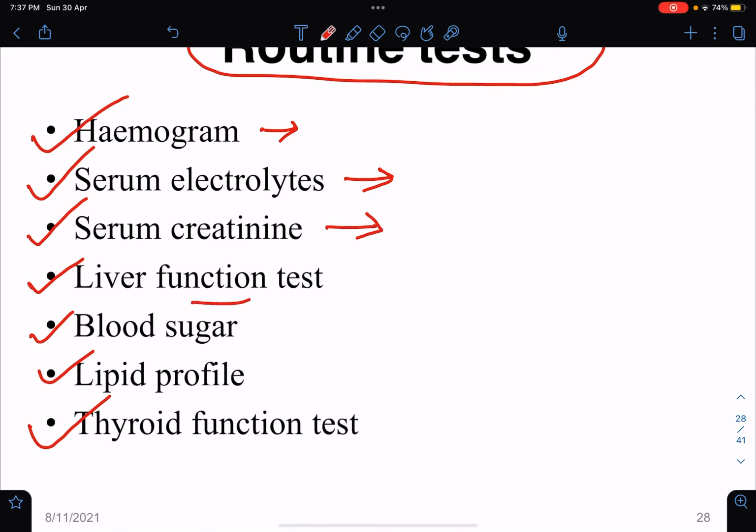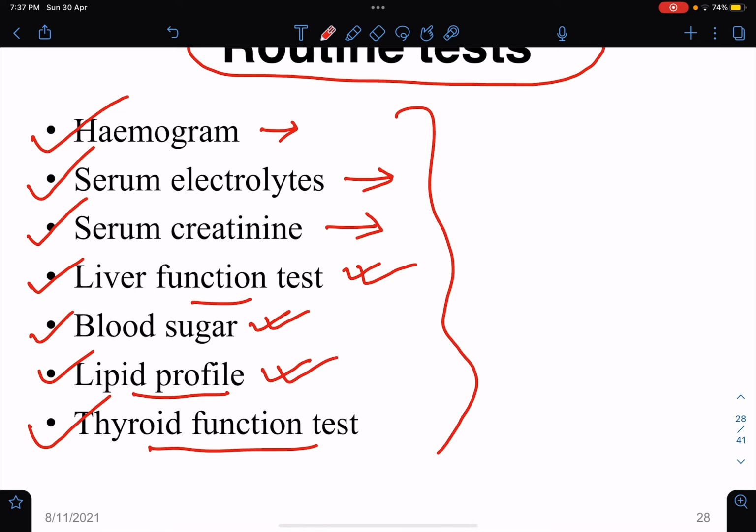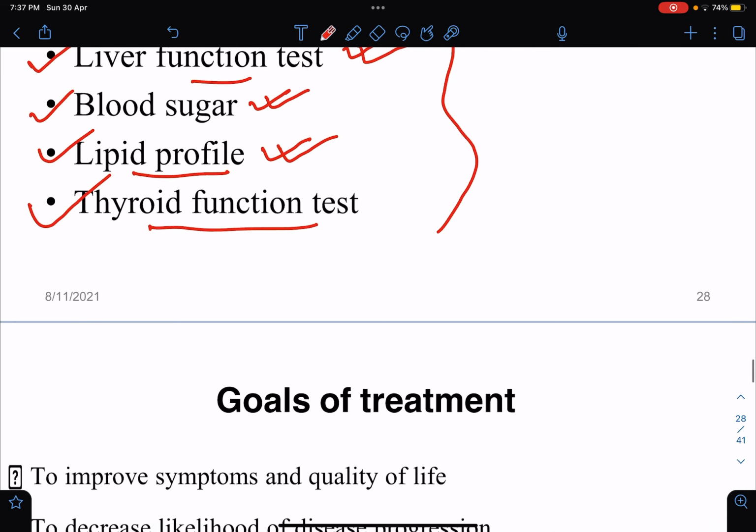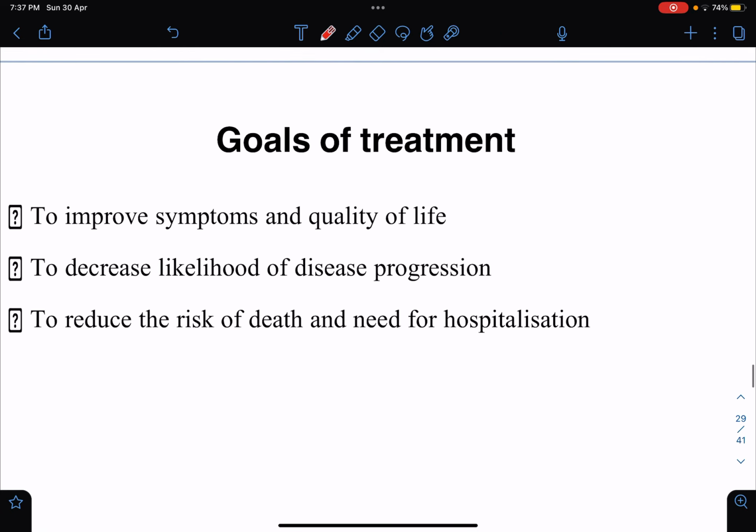Liver function test should be done, because there will be congestive hepatomegaly leading to rise in bilirubin. Blood sugar to be checked because diabetes is an important precipitating factor for heart failure. Lipid profile, dyslipidemia is very much associated with heart failure and coronary artery disease. Thyroid function test, thyrotoxicosis, hyperthyroidism all may give rise to heart failure. So these routine investigations are also very helpful to identify different precipitating causes of heart failure.